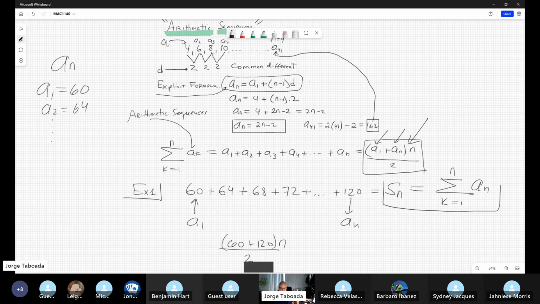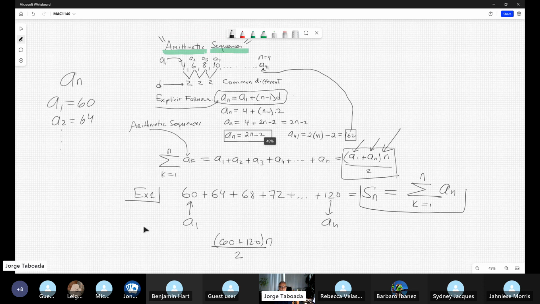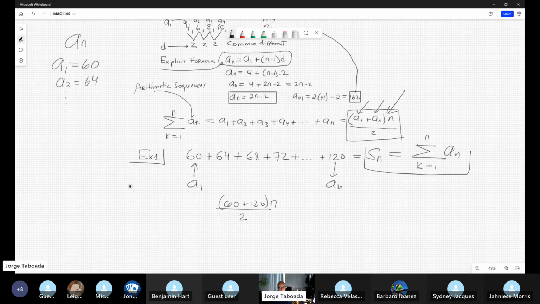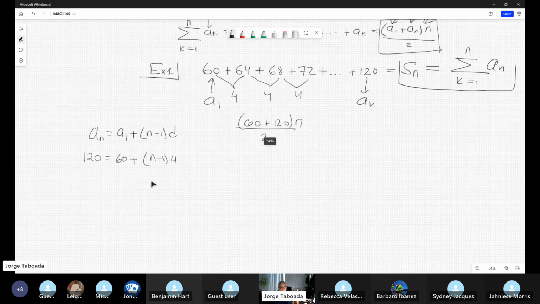To find out, it's easy. One more time, we use that formula. I want to copy it again: a sub n is equal to a1 plus n minus 1 times d. Because I know that the last term is 120, and a1 is the first, 60. And no idea about n minus 1. But d is 4. Look at that: 64 minus 60, 4. 68 minus 64, 4. 72 minus 68, 4. Everything is 4. d is 4. What is the only unknown I have in this equation? n. Okay, let's do it.